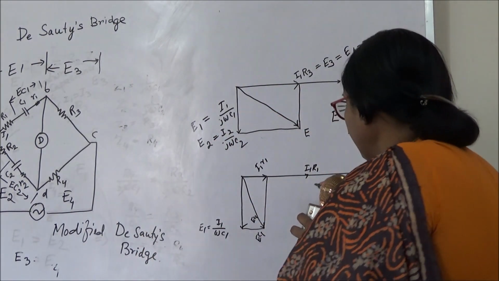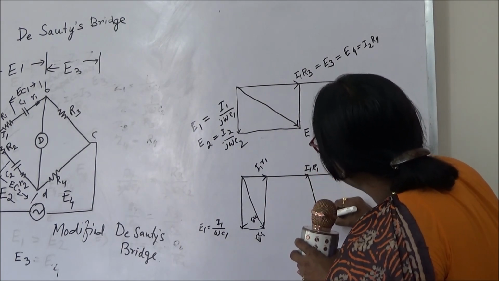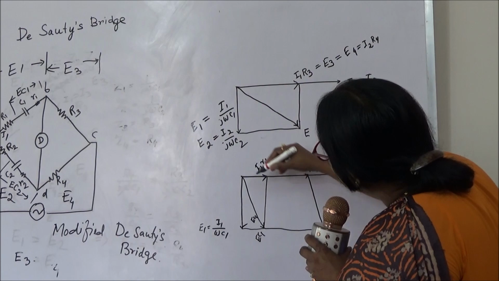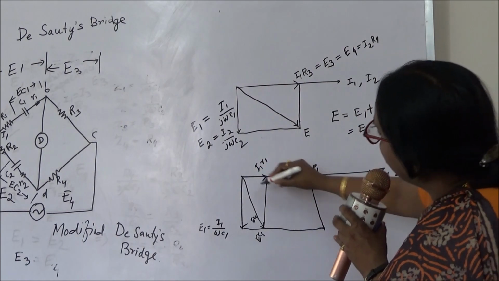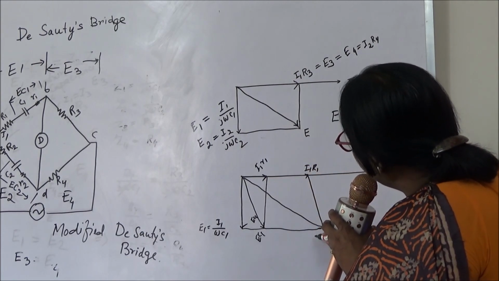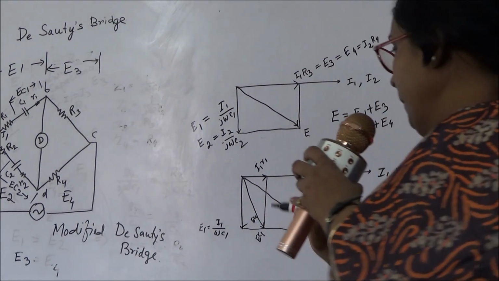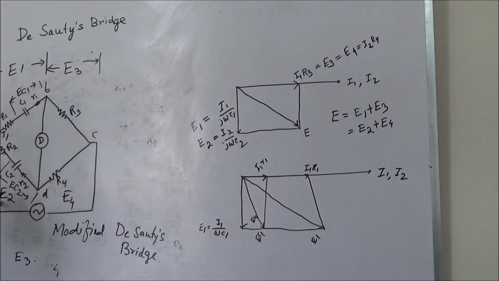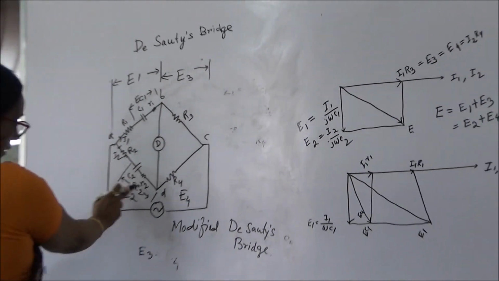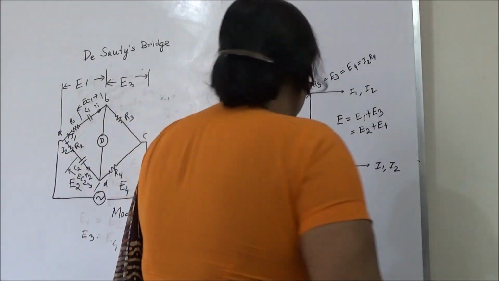So EC1 plus I1 R1 is your E1. Now E2 is equal to I2 R2 plus EC2. So we have to draw the EC2.